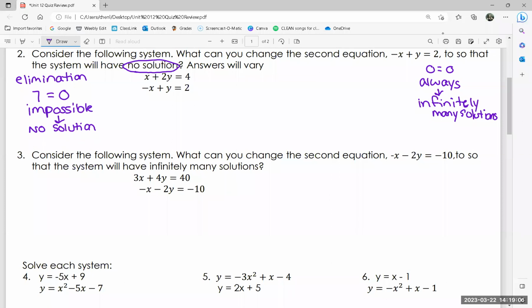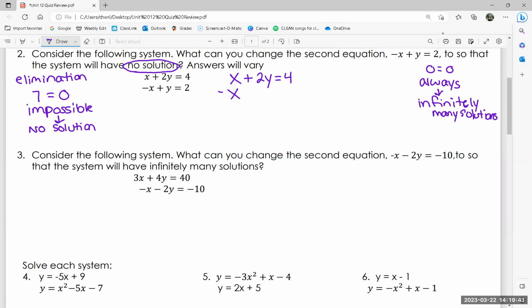So we want to change the second equation. So we're stuck with this x plus 2y equals 4. So my goal is to multiply this by something so that all my variables cancel and I'm left with something like 7 equals 0. So something that's not possible. So looking at this x plus 2y equals 4, well, looking at the equation below it, we already have a negative x below it. So that is a good sign. So we definitely wanted to maintain having a negative x.